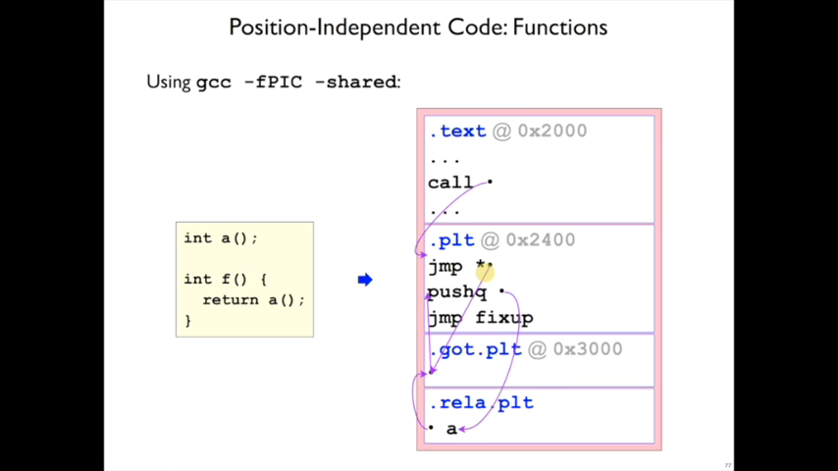So you pay a cost on the first time that the imported function is called, but then future calls are much faster.